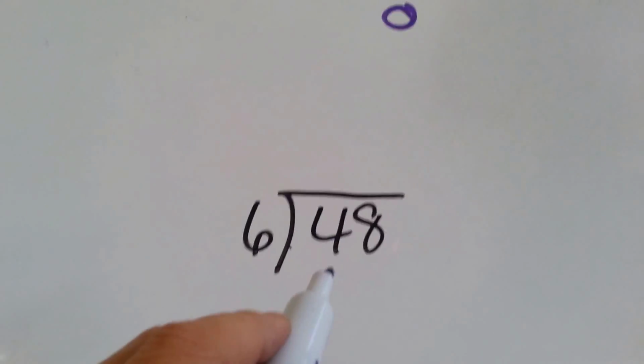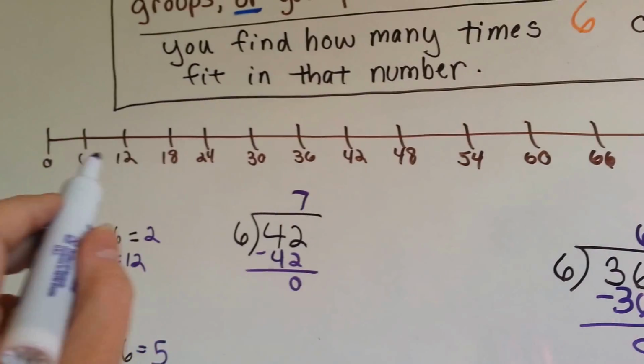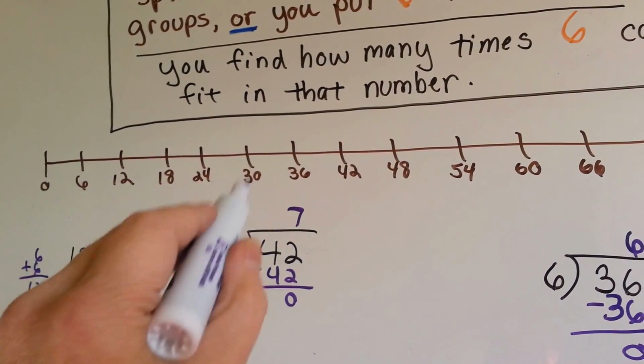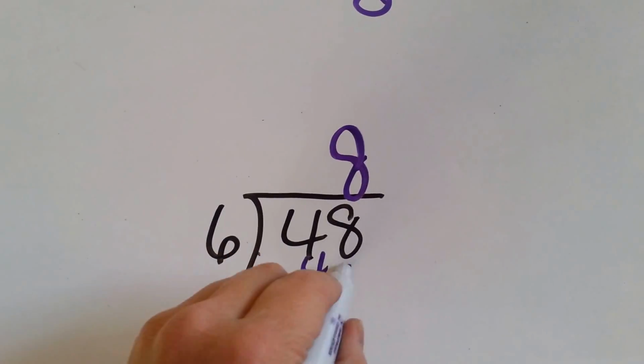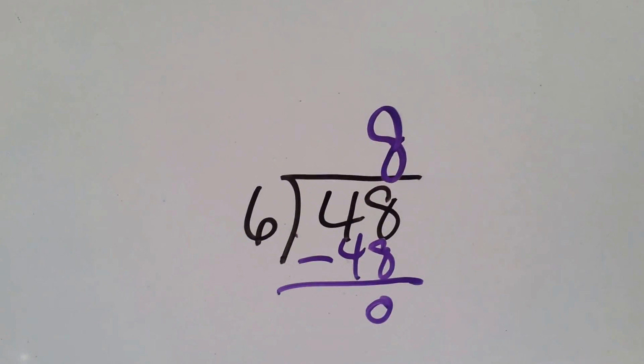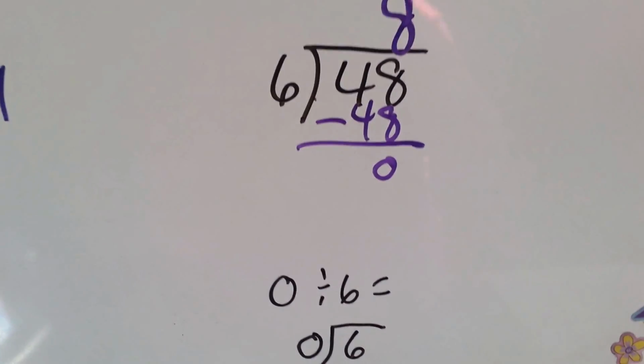6 goes into 48. Here's the 48. Let's skip count. 1, 2, 3, 4, 5, 6, 7, 8. 6 times 8 is 48. Do our subtraction and get 0.